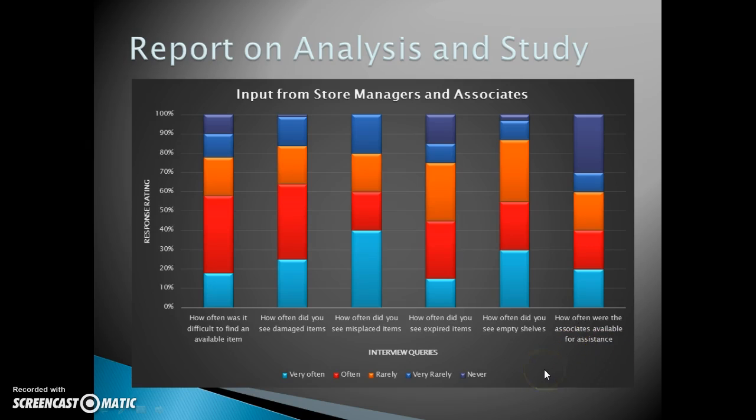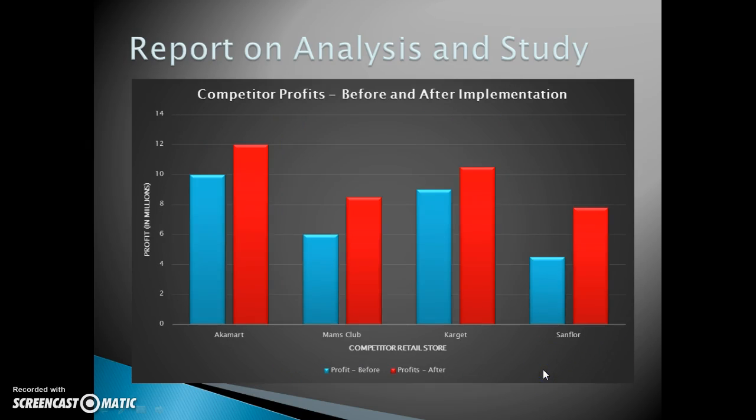And then we have the competitors who have launched various other emerging technologies, which boosted up the sales after the implementation of these technologies. If you see here, we have Akamart, Mams Club, Carget, and Sanflor, whose profits have all increased after installing and replacing these restocking processes in their stores.